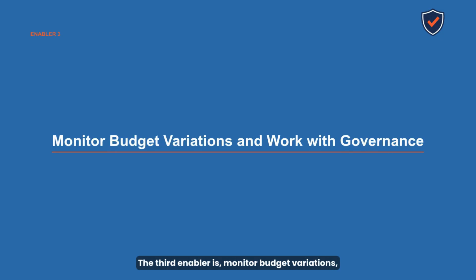The third enabler is monitor budget variations and work with governance to adjust as necessary. Budget monitoring is continuous, not periodic. The primary tool for budget monitoring on the exam is Earned Value Management, EVM. CPI tells you whether you are getting value for money spent. VAC tells you whether the project is forecast to finish within budget. When CPI falls below 1, the project is over budget and the PM must act.